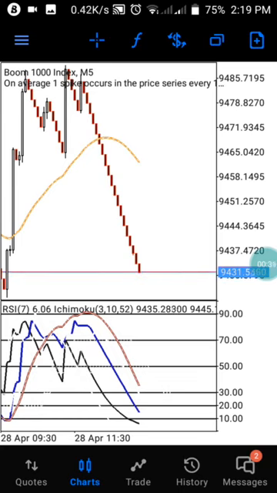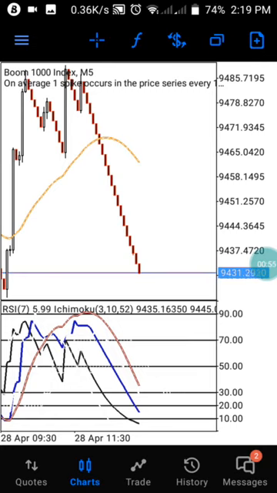Guys, today, as you can see, this is Boom 1000 on 5 minute time frames. I told you guys that this is one of the powerful strategies that can really help you to make a trade in Boom 1000 and Crash 1000. This strategy works on Boom and Crash 1000 on 5 minute time frames.